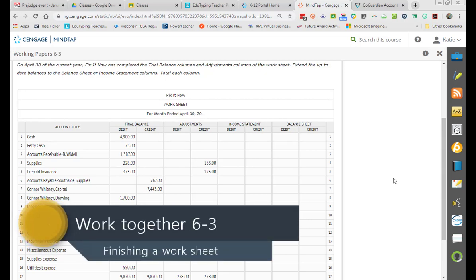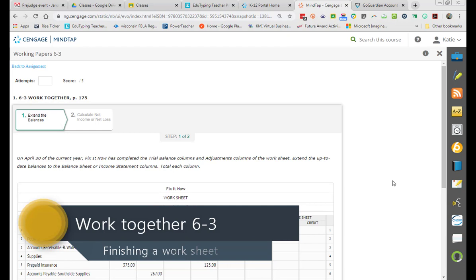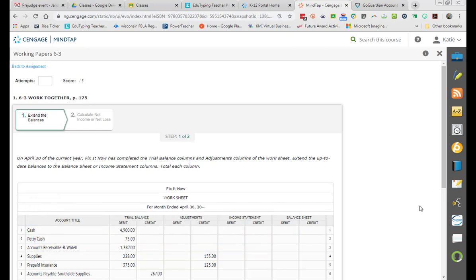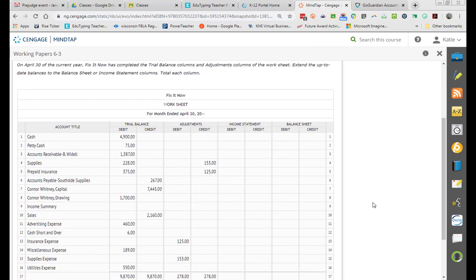All right, so ladies and gentlemen, working paper 6-3. So I'm looking at work together. It says on April 30th of the current year, Fix It Now has completed the trial balance columns and the adjustment columns of the worksheet. Extend the up-to-date balances to the balance sheet or, that's the biggest phrase right there, or income statement columns, and then total each column. So I'm going to start at the very top, and I do line 1.